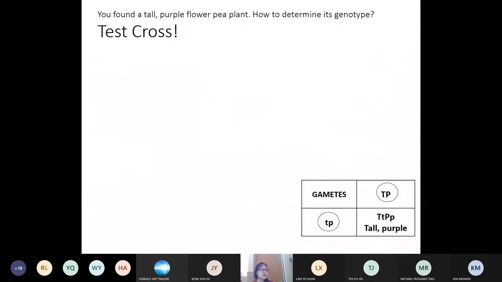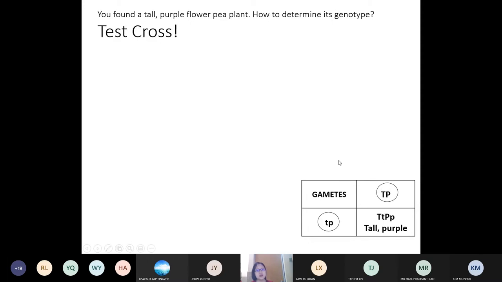So this is all about test cross again. Yay! So the idea is you're walking through a random field and you found a tall purple flower pea plant. This is dominant phenotypes, right? So it could be heterozygous or homozygous dominant for that particular gene. So how do you determine its genotype?